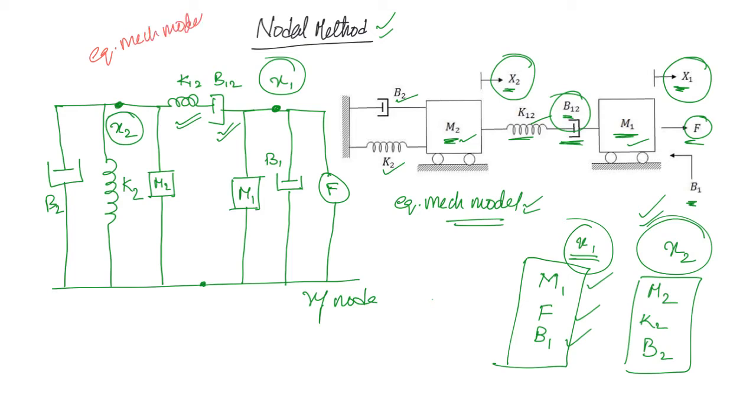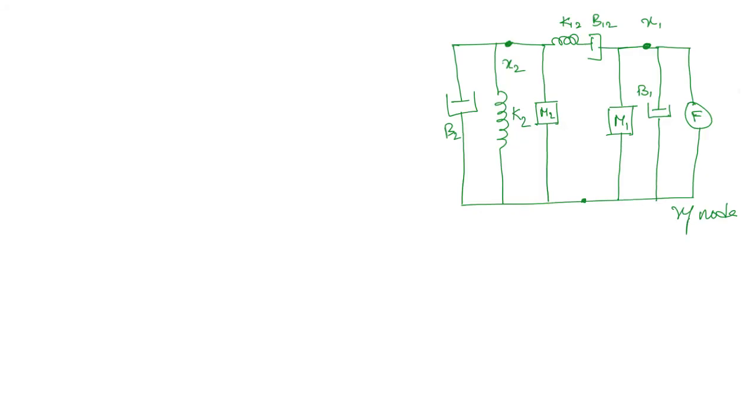Once you get the equivalent mechanical model, then you will have to write the mathematical equations. Now we will see how to write the mathematical equations. The mathematical equations at each node are written using D'Alembert's principle.